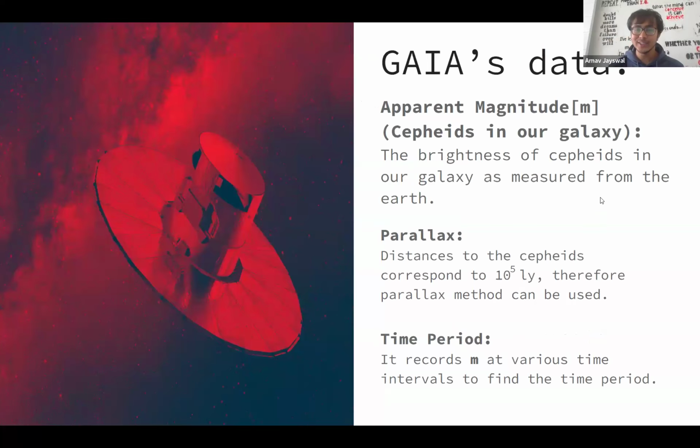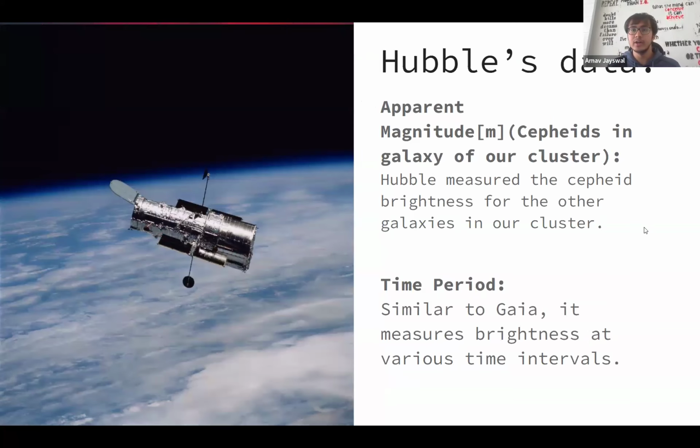Again, Gaia's data which I mentioned: Gaia will provide the following data. It will give you the apparent magnitude, the parallax, and the time period of the variable. This is what Gaia gives us, and then there is Hubble's data. Hubble also gives us the following data, but Hubble gives us data for stars which are really far away, stars whose distance you can't find out using the parallax method. So Hubble will give the apparent magnitude and time period for those.